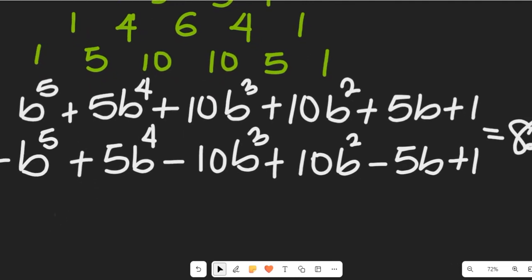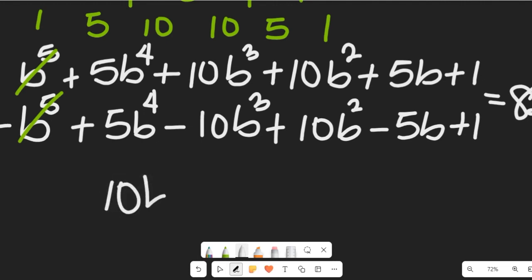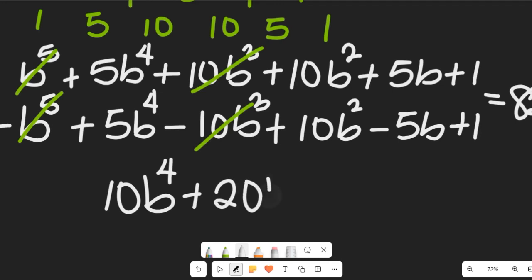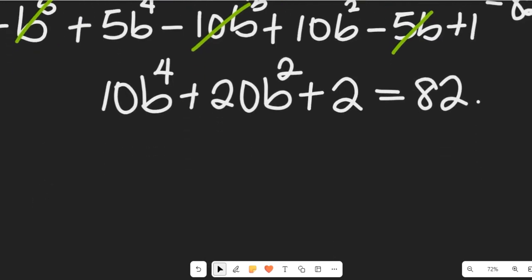Good. Now we are going to subtract these two expressions. If we subtract these two expressions, you're going to find out that this will simply clear this, and on this part we're going to have 10b to the power of 4, while this clears this, on this part we are going to have plus 20b squared, while this clears this, on that part we are going to have plus 2, and this will be equal to 82.